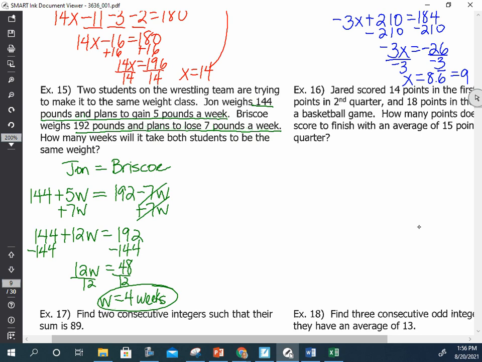So again, another application of figuring out what quantities will equal each other.